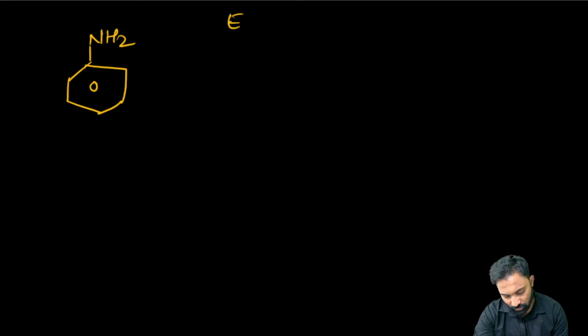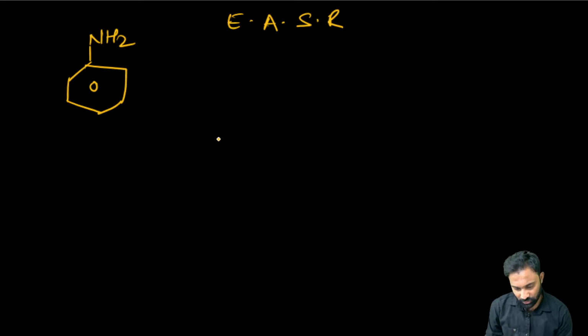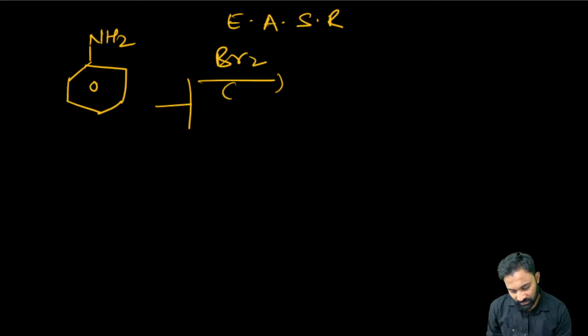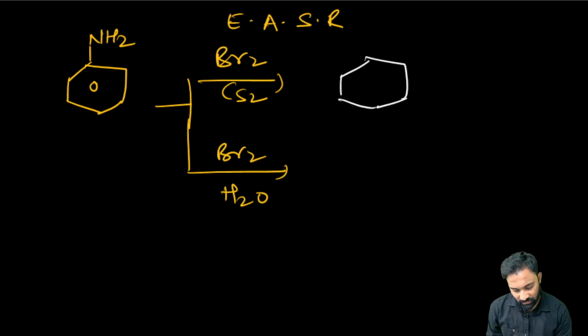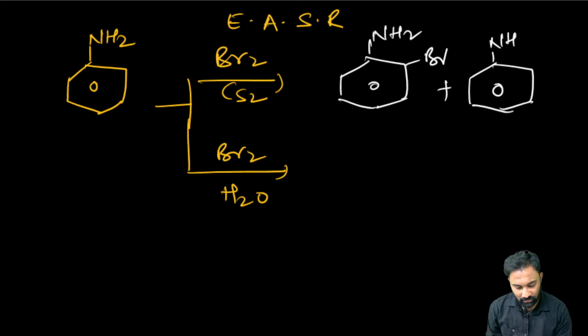Now aniline, being the strong ortho-para directing group, this is the NH2, electrophilic aromatic substitution reaction. If suppose Br2 in the presence of carbon disulfide and Br2 in the presence of H2O are given, what are the products you will get? Now carbon disulfide is a nonpolar solvent. Now here the NH2, and here we'll get the Br, and the another one here, para-bromoaniline and meta-bromoaniline.